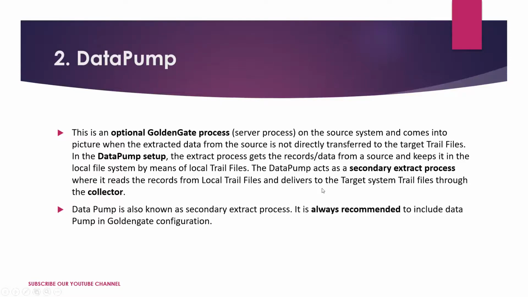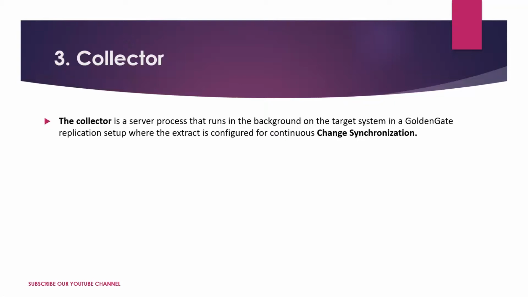Okay, let us move further, that is, understanding the collector process. What is its role? The collector process is a server process that runs on the target system in the GoldenGate replication setup, where the extract is configured for continuous change synchronization. Whenever we configure change synchronization replication, on the target side we have the collector process running, and it captures the data sent by your extract process from the source side.